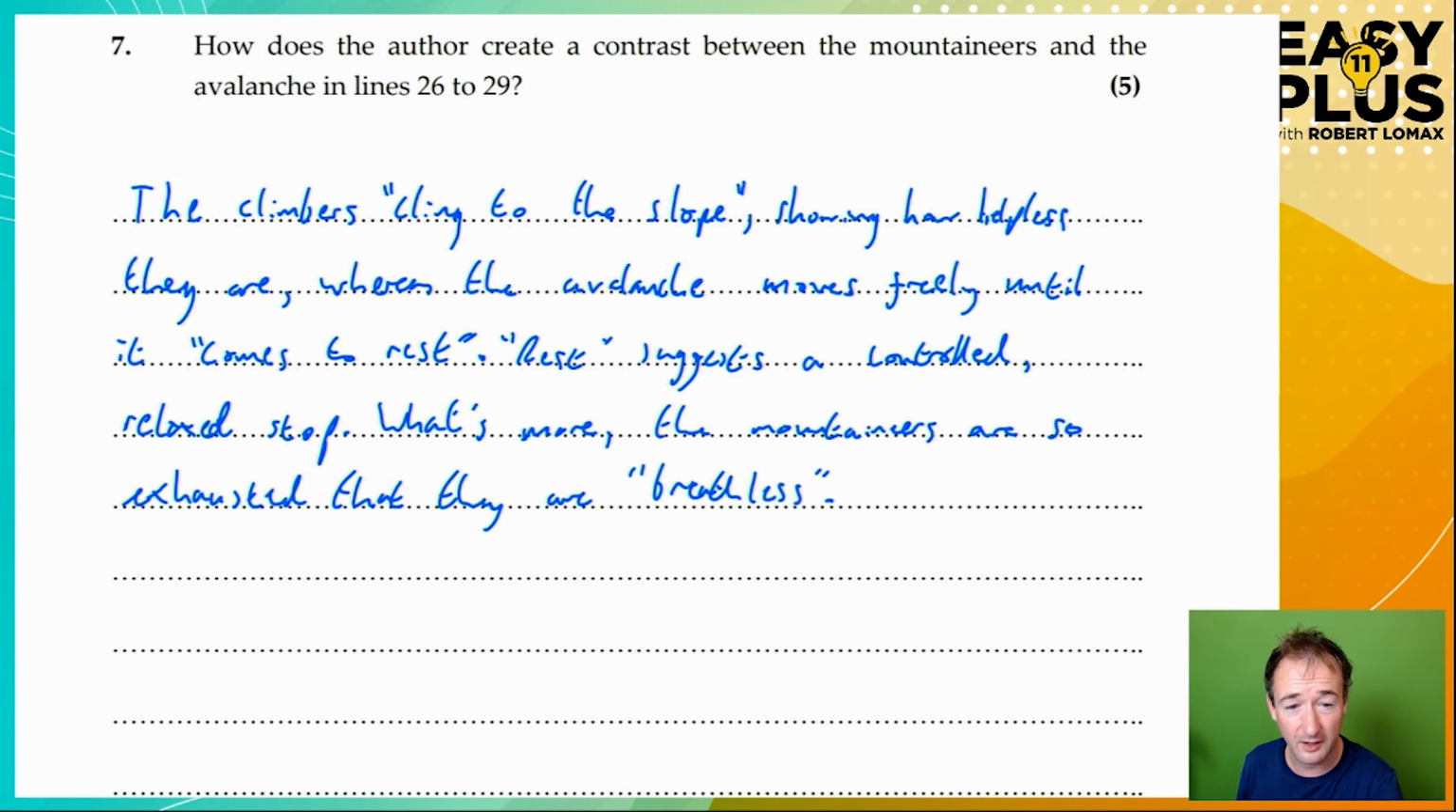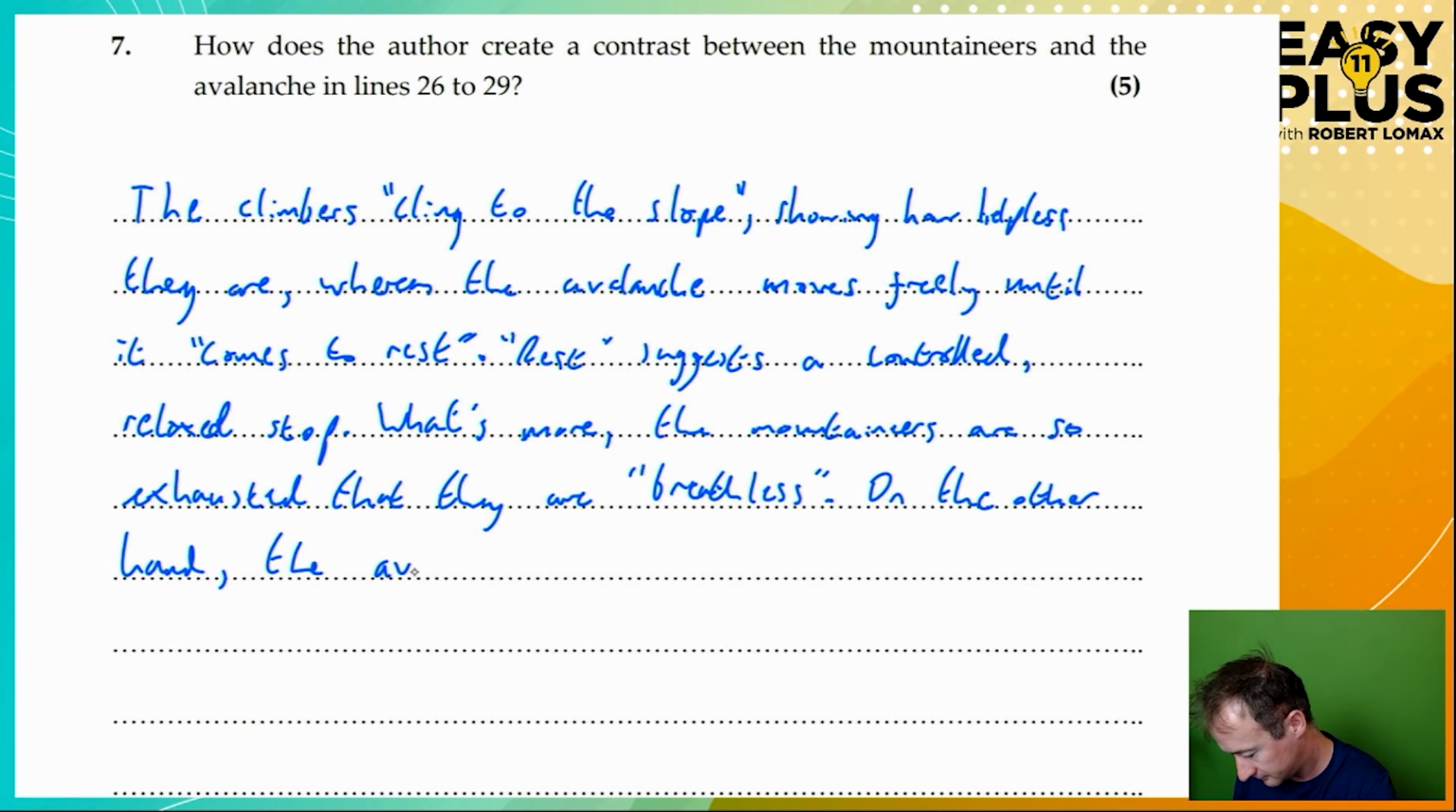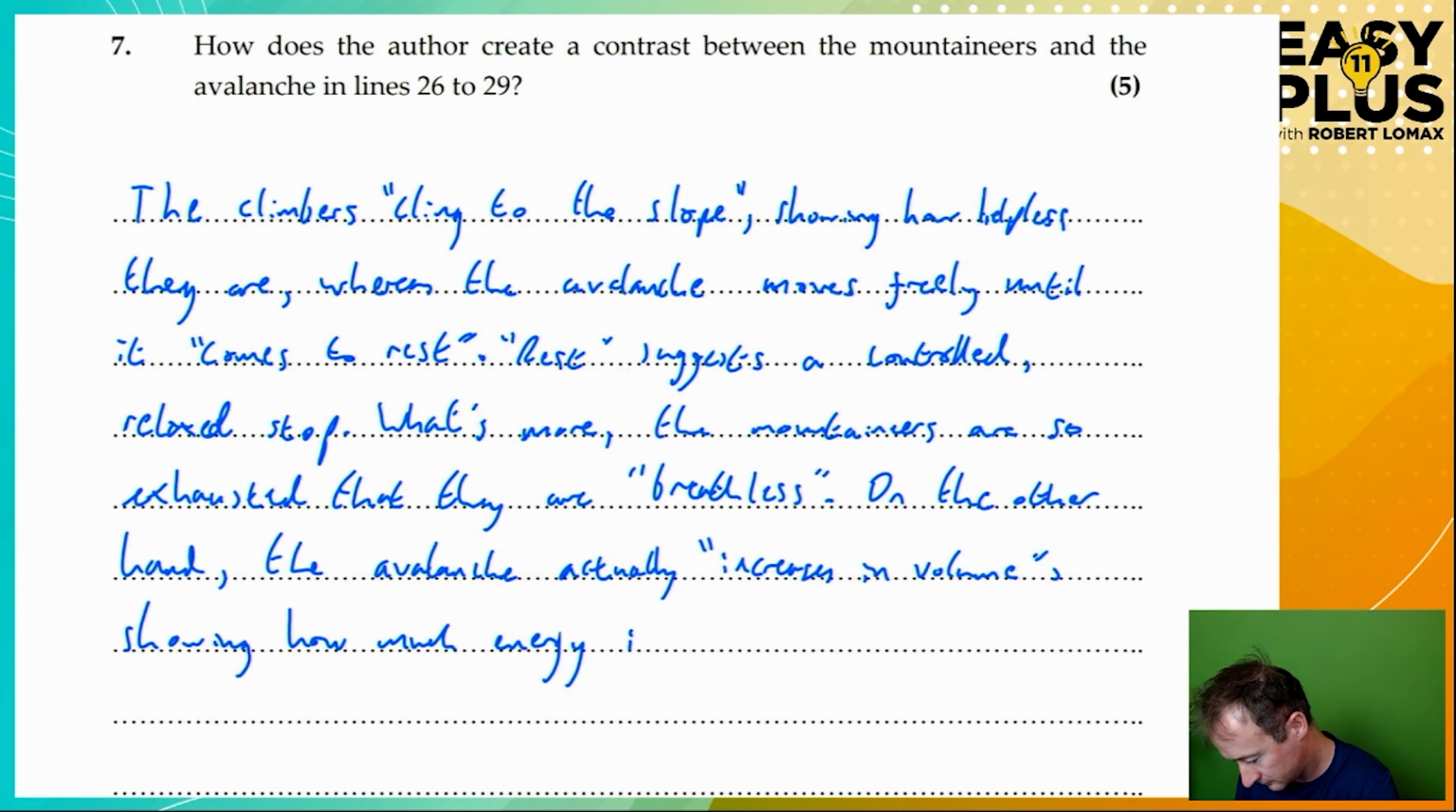So my first sentence here just talks about the mountaineers or climbers. Now let's contrast that to the avalanche. And a really good contrasting phrase to show how our ideas are linked is "on the other hand." On the other hand, the avalanche actually increases in volume, showing how much energy it has.